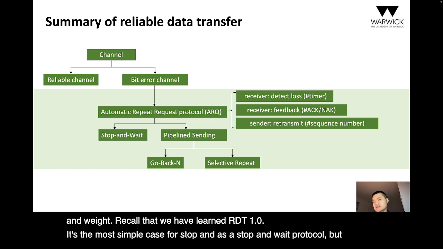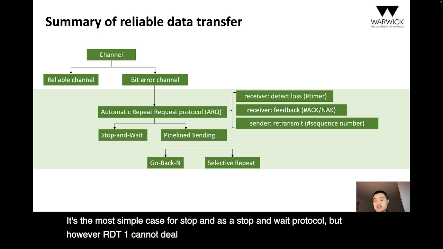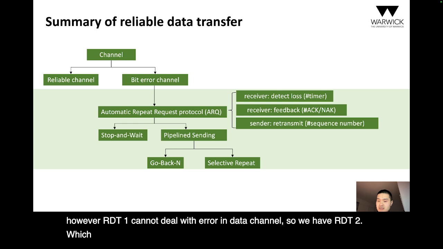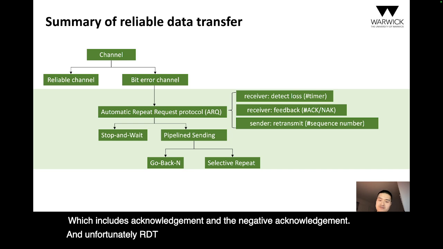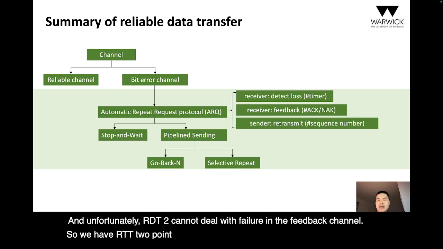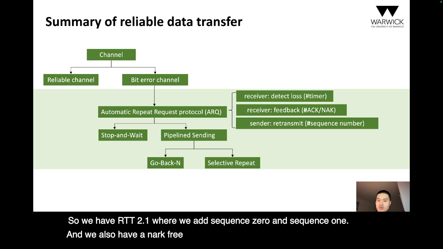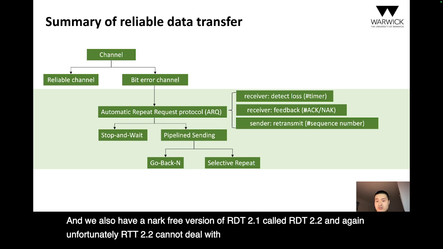However, RDT 1 cannot deal with errors in the data channel. So we have RDT 2, which includes acknowledgement and negative acknowledgement. And unfortunately, RDT 2 cannot deal with failure in the feedback channel. So we have RDT 2.1, where we add sequence 0 and sequence 1. We also have a NAK-free version of RDT 2.1 called RDT 2.2. And again, unfortunately, RDT 2.2 cannot deal with packet loss. So we have RDT 3.0 by including a timer.